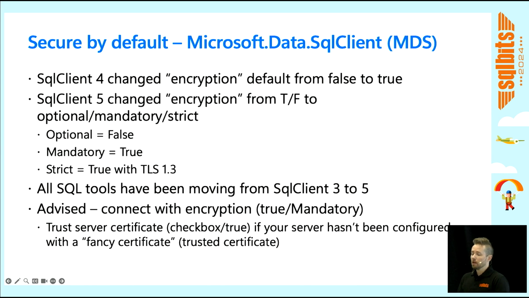Then after that, in SQL Client 5, the options were added for support for the TDS 8 protocol, the version 8 of that protocol, which means that TLS 1.3, which is more efficient for negotiating authentication, can be used. Faster, better performance. And so that gives, instead of true-false for encryption, 3 things: optional, mandatory, and strict.